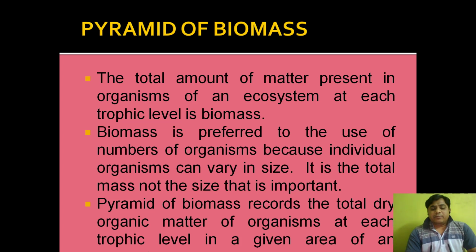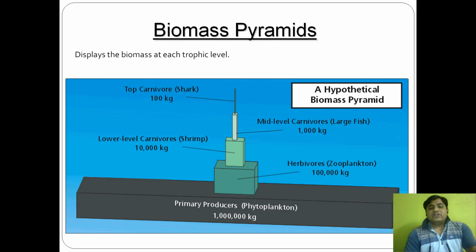Then the pyramid of biomass records the total dry organic matter of organisms at each trophic level in a given area, and you can see here the display of biomass at each trophic level. I have already told you the width is more important. Here the primary producer, it is an example of an aquatic food chain, aquatic ecosystem. The primary producers, their width is much more. They are phytoplanktons.